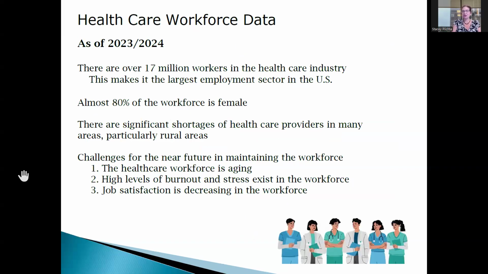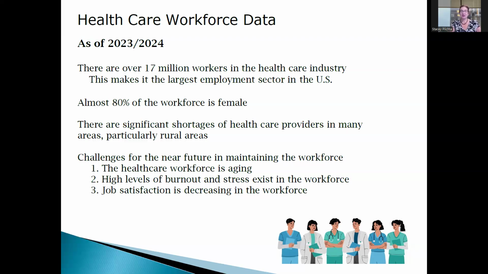Let's talk about who works in the healthcare workforce. As of 2023, 2024, the numbers don't change that much, but most of them I tried to get as updated as possible. There are 17 million workers in the healthcare industry. This is the largest employment sector in the United States. It's a big deal. So on its own, healthcare is a big part of our economy.